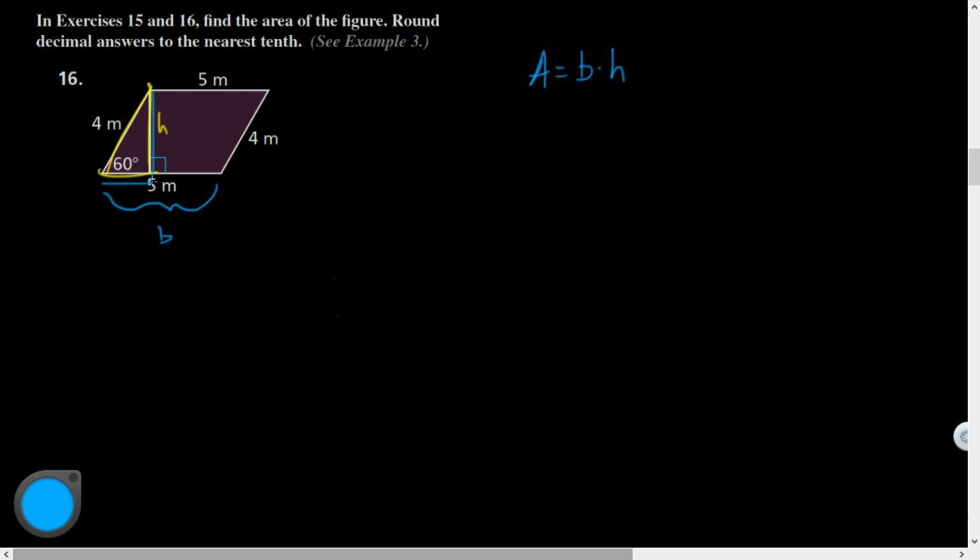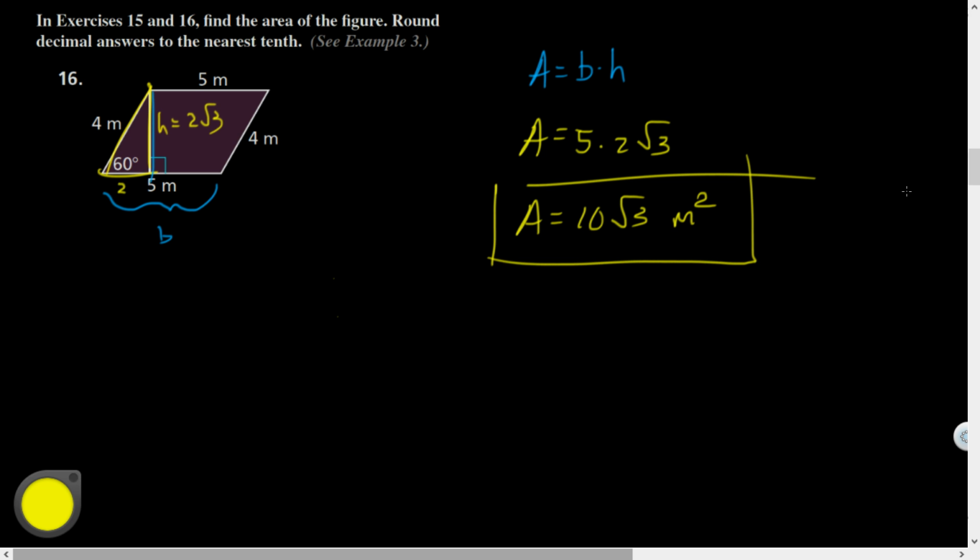What type of triangle does this coincidentally happen to be? It's a 30-60-90. It's a right triangle. To go from the hypotenuse to the shortest leg, I would divide by 2, so that's 2. And then to go from the shortest leg to the longest leg, that's going to be 2 rad 3. So my area is going to be 5, the base, multiplied by the height, which is 2 rad 3. So the area is exactly 10 rad 3, and that would just be in meters squared by the looks of things. You could get a decimal approximation if you fancied yourself to do so.